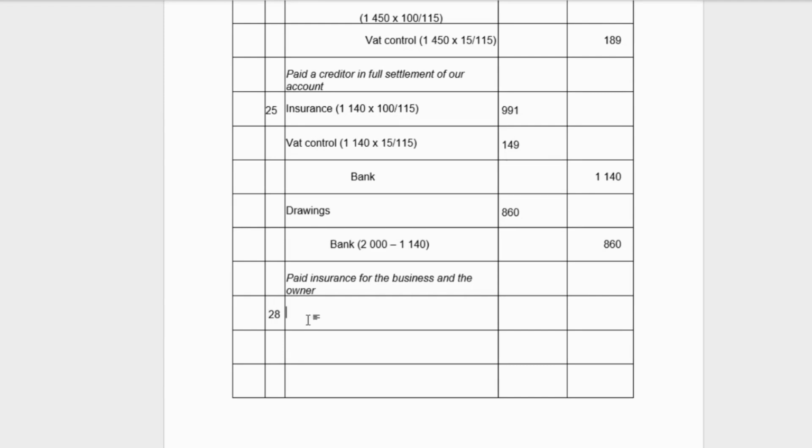We are going to debit drawings because remember the owner is making a withdrawal. Drawings through goods, again, through trading inventory. So we're going to debit trading inventory. There's a decrease because the inventory has been reduced by the owner for his personal use. So trading inventory, right? And then we also have to account for the VAT. We're going to debit VAT input or VAT control.